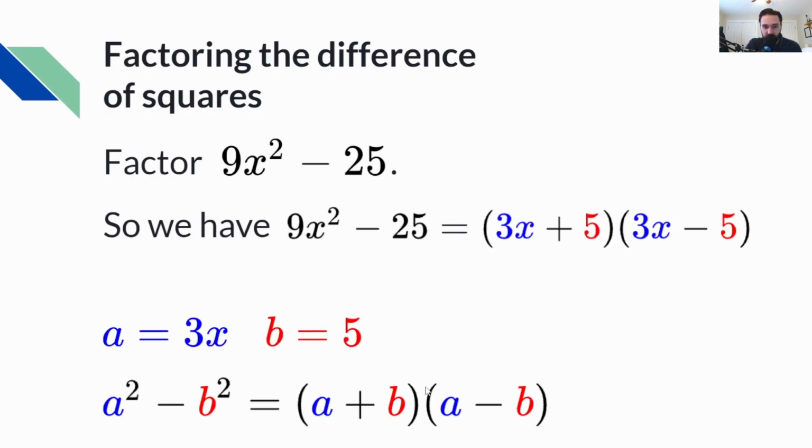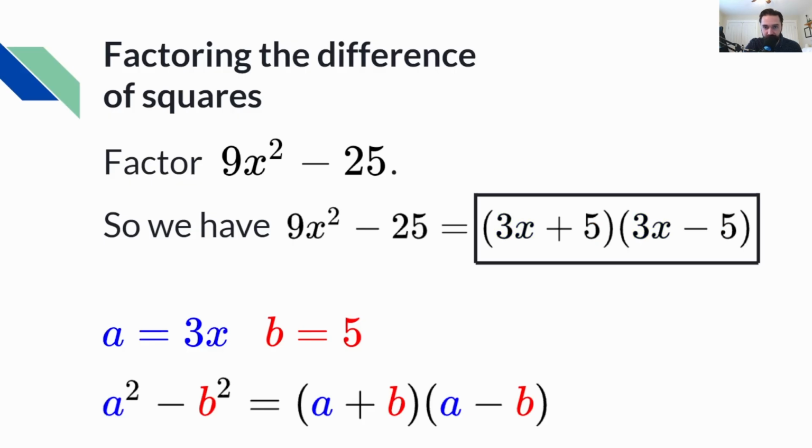So we have all the pieces we need to use this formula. 9x squared minus 25 equals 3x plus 5 times 3x minus 5. So this is our answer.